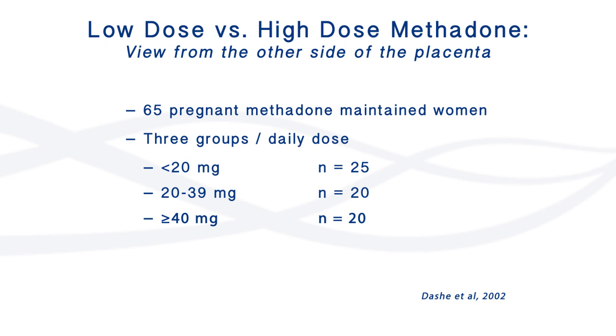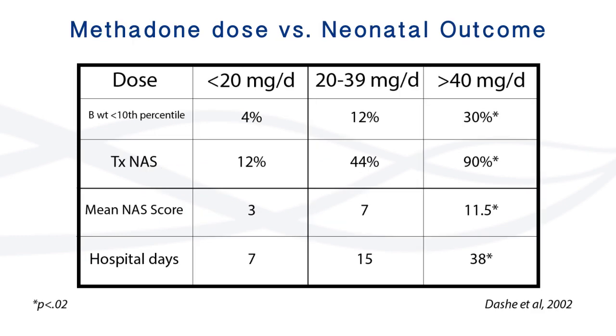And the data are very clear. The higher the dose, the worse the babies did. The first factor was birth weight below 10th percentile. And you can see that if the baby's mothers were on less than 20 milligrams a day, the rate of birth weight below 10th percentile was 4%. At the mid-range dose, it increased to 12%, and at what these authors described as high dose, that is more than 40 milligrams per day, the rate of birth weight below 10th percentile was 30%.